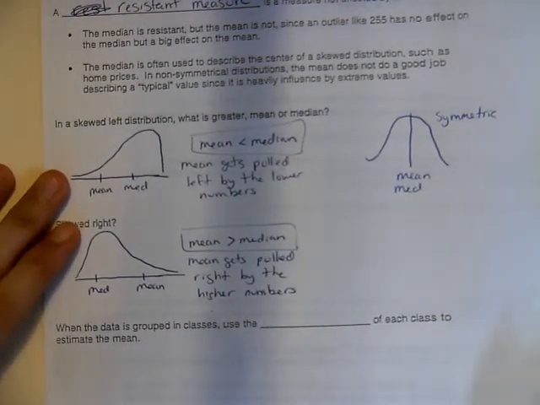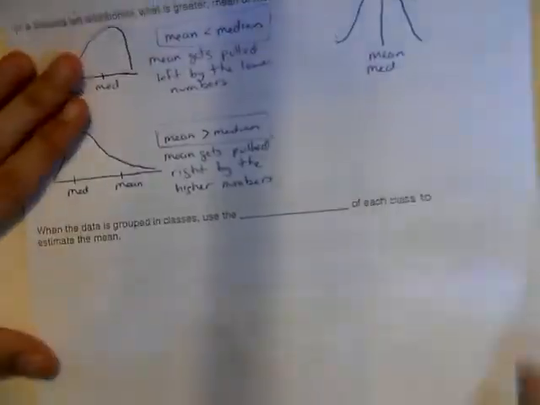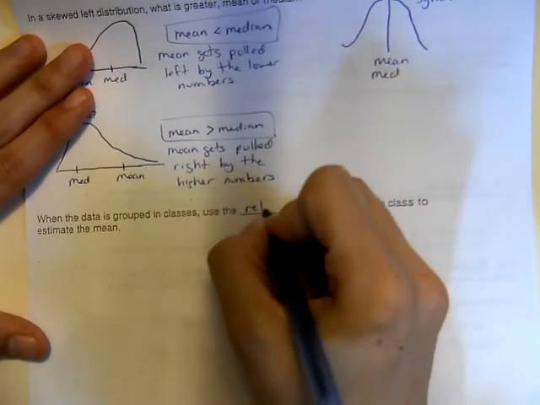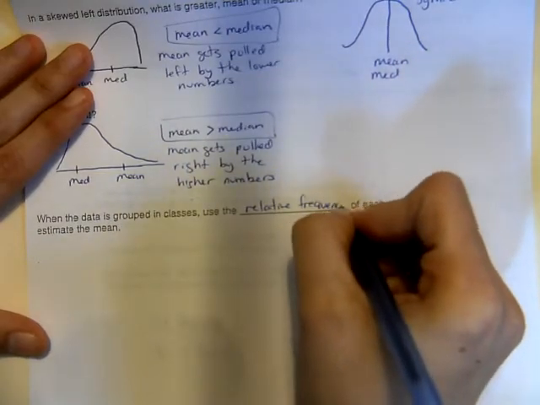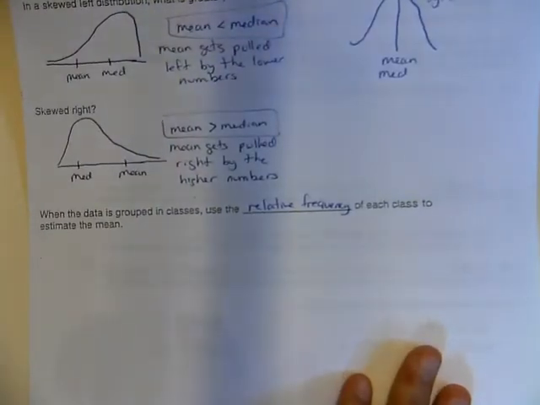When data is grouped into classes, what we'll sometimes use is the relative frequency of each class to estimate the mean.